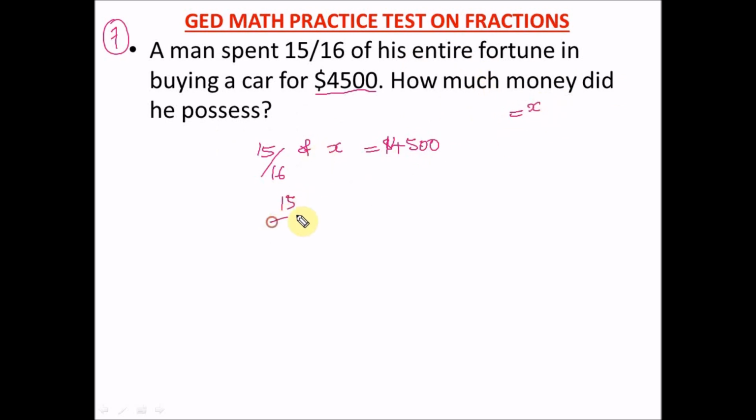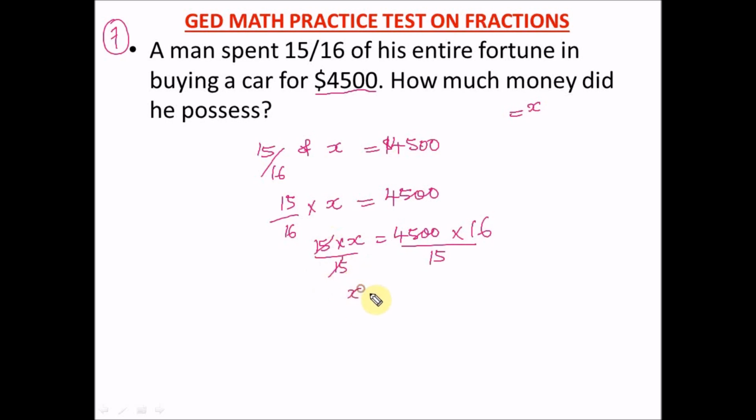So here we have 15/16 times X equal to 4,500. All right, so here we have to cross multiply. Take 16 up here, we have 15 times X is equal to 4,500 times 16. So from here, we can divide both sides by 15. So we have X left here. Divide by 15, so this will cancel out. So we have X is equal to 4,500 times 16 over 15.